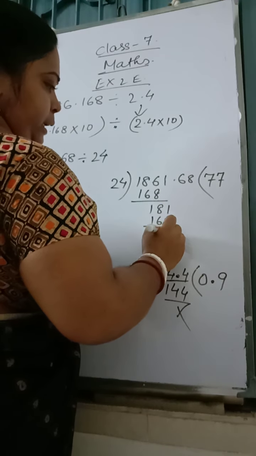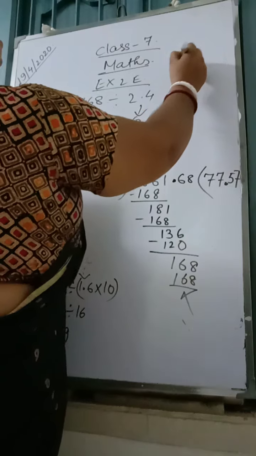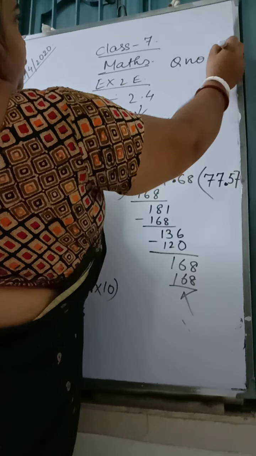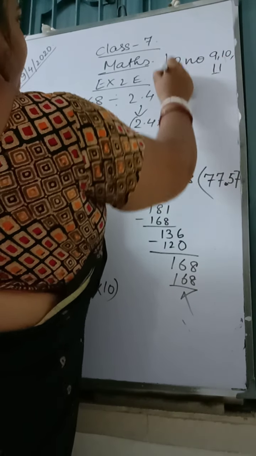Question number 9. The cost of 1 pencil is given. You have to find the cost of 15 pencils. Number 10. The cost of 35 identical gifts is given. Cost of 1, so this divided by 35 you can do. Number 11. The length of a ribbon is 29.5 meters. It has to be cut into 5 equal pieces. Find the length of each piece. So question numbers 9, 10 and 11 you write as homework. You have to finish up to 11.